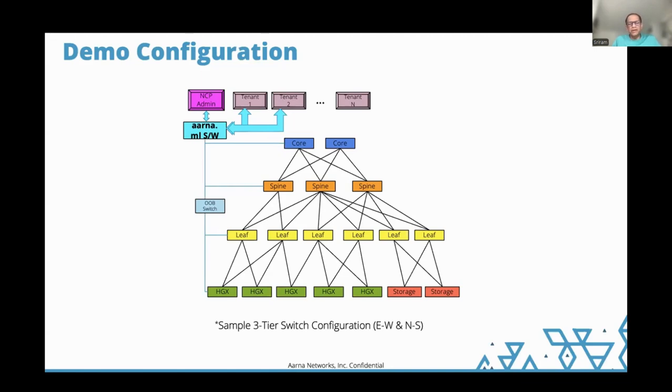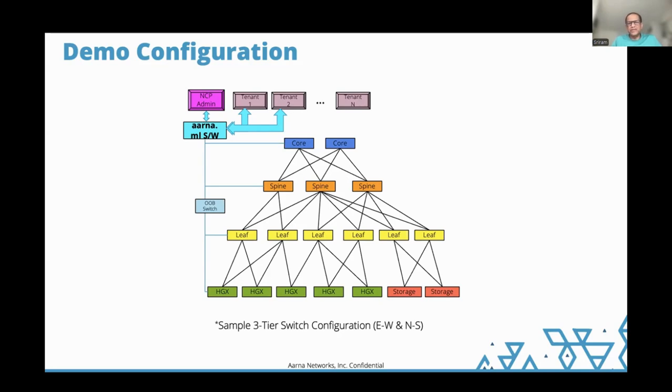It's a tier three network configuration. What you see as the core, spine, and leaf are the network switches, the Ethernet switches, which are essentially Spectrum X switches. And what you see at the bottom, the leaf nodes, are the servers, the HGX. It could be MGX or DGX, any of the servers. And then the storage nodes. So we also have some of the storage.